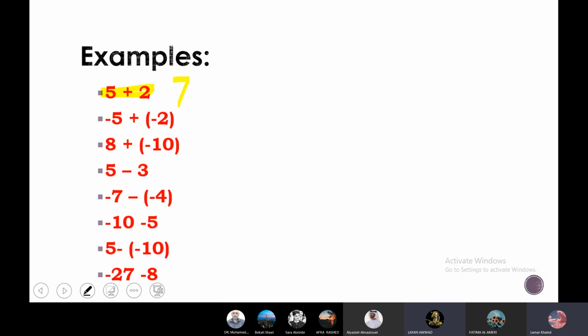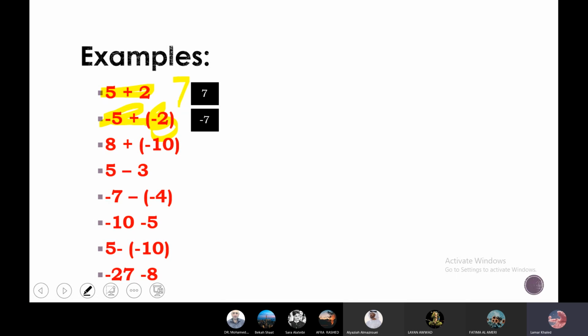Thank you. How about the next question? The next question will be minus 5 minus 2. Because we have the same sign, the answer will be minus 7. Yes. Here they are both negative, so we're gonna add them, and since they are both negative, we're gonna put negative 7.